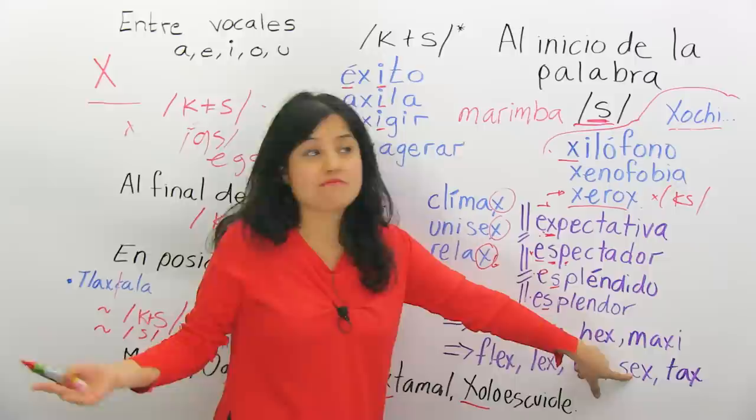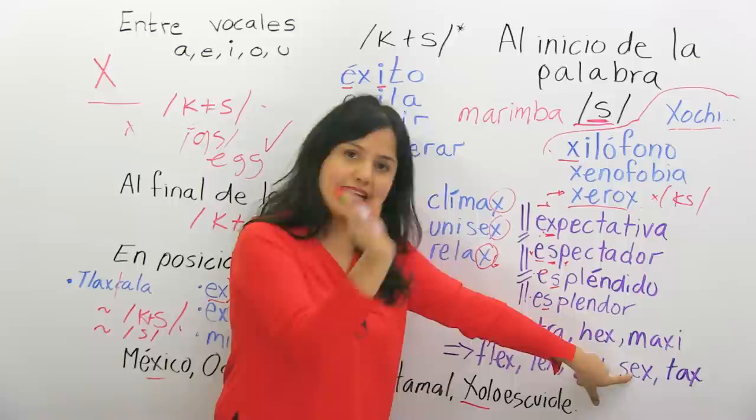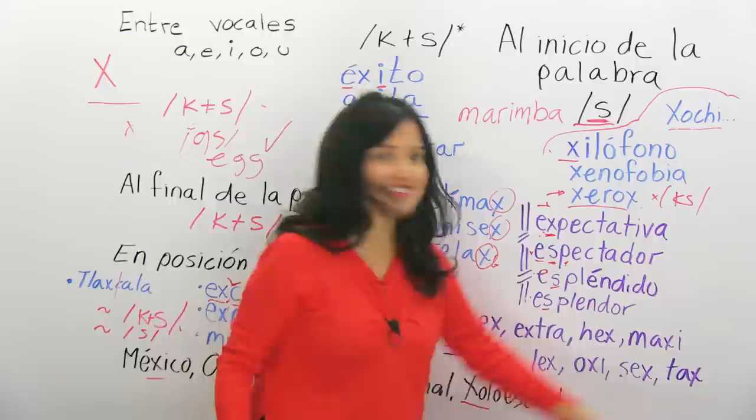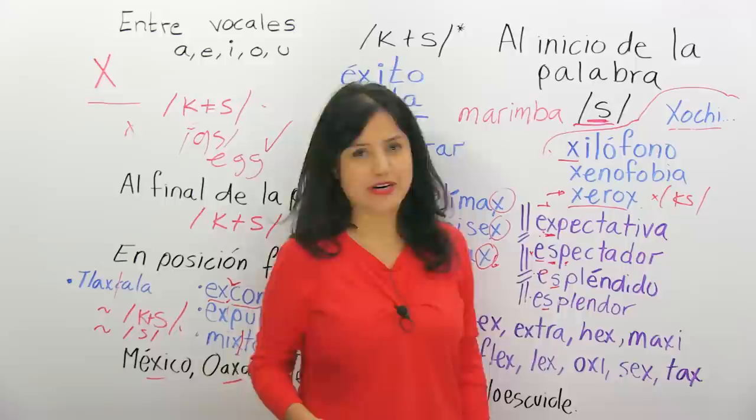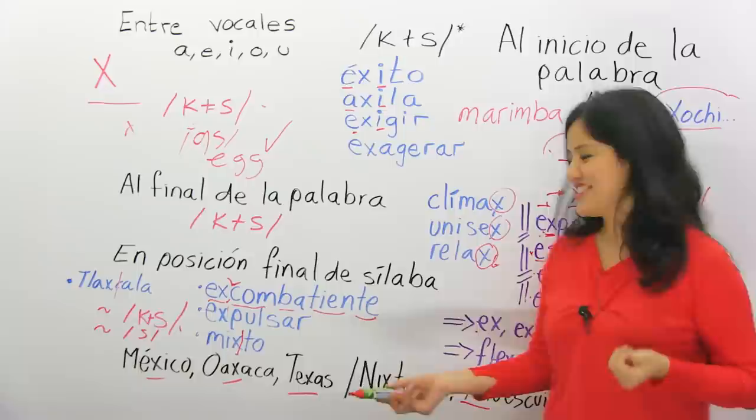Like every 6 years, for example, sexenio. En México, el presidente cambia cada 6 años. Cada sexenio, cada 6 años. Tax, el impuesto, la tasa. Taxi, por ejemplo. An interesting origin, anyway. Maybe I'll tell you in a different lesson.